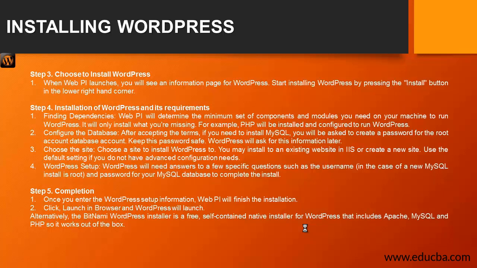Then the requirement is WordPress setup. WordPress will need answers to a few specific questions, such as the username, which in the case of a new MySQL install is root, and the password for your MySQL database to complete the install. Coming to step number 5, completion. Once you have entered the WordPress setup information, WebPI will finish the installation. Then click launch in the browser and WordPress will launch.